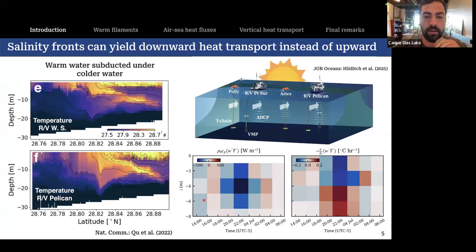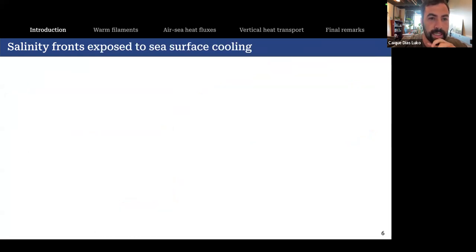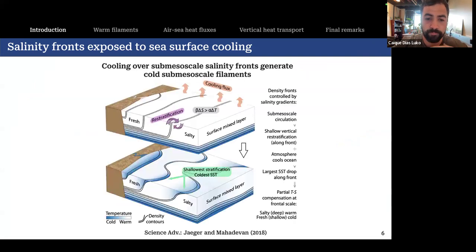And a second way salinity fronts act differently is that it has been shown that when salinity fronts are exposed to sea surface cooling, they can actually form cold filaments along the fronts. This is because at the fronts we have a shallower mixed layer, and so the cooling is more effective on this shallower layer, and we end up with cold filaments. Consequently, this is also going to play a role in compensating the front, and will be important for the dynamics.